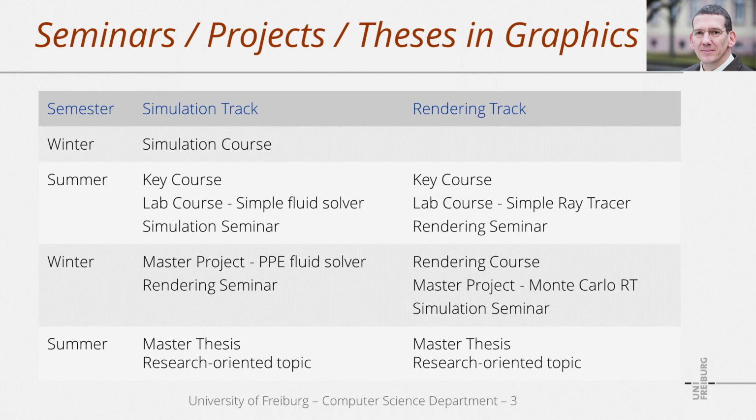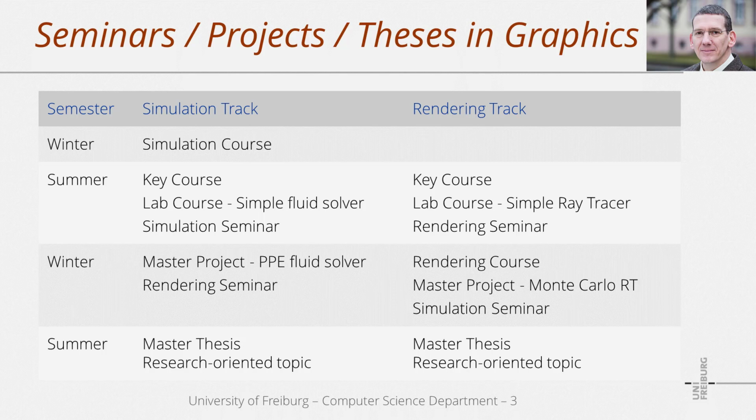I find it particularly important to thoroughly plan the projects and the thesis. On one hand, one could do the lab course, the master project and the master thesis in different areas of computer science. The question, however, is whether this makes sense. I would actually argue that it's better to do the lab course, the master project and the master thesis in the same area. In this case, the master thesis can be built upon the results of previous projects. This is illustrated here for both tracks.